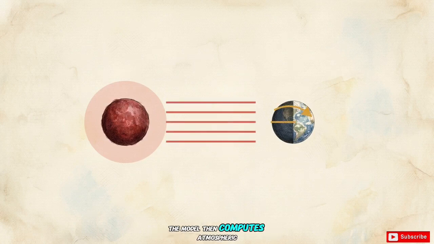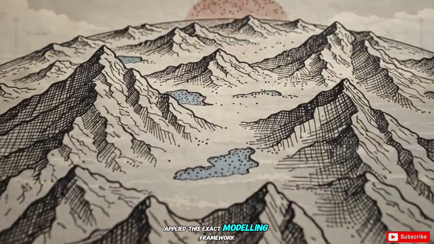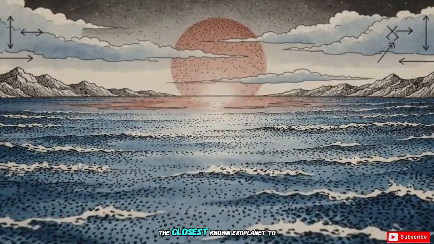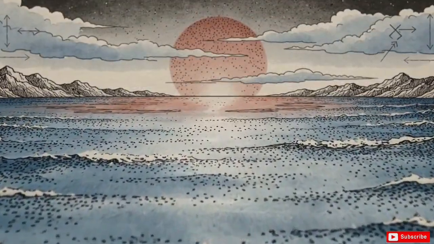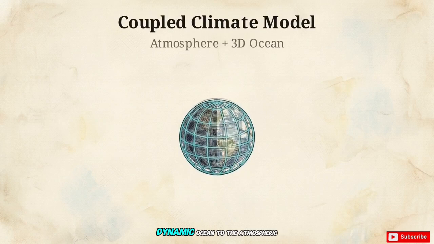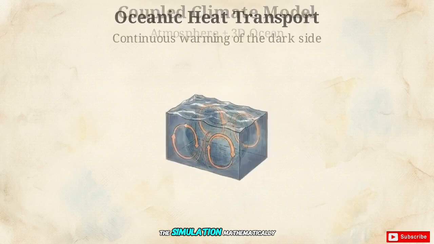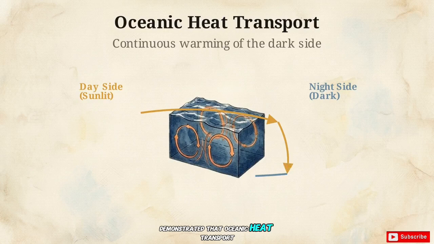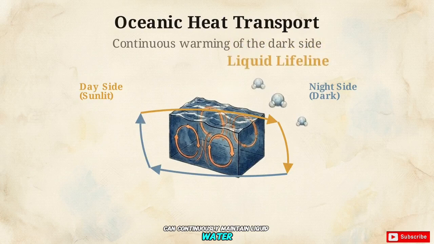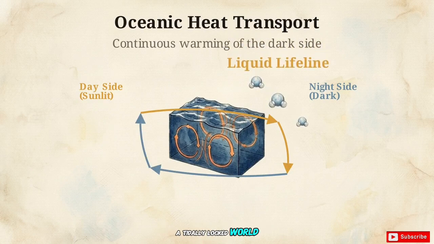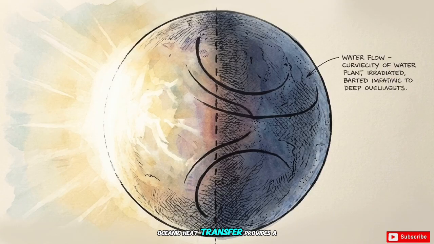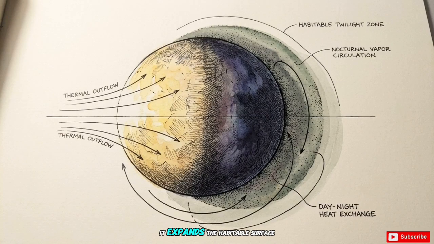The model then computes atmospheric behavior, tracing heat transport across the terminator line into the frozen night side. Researchers applied this exact modeling framework to Proxima Centauri b, the closest known exoplanet to our solar system. By coupling a fully three-dimensional dynamic ocean to the atmospheric model, the simulation mathematically demonstrated that oceanic heat transport can continuously maintain liquid water on the dark side of a tidally locked world. This continuous oceanic heat transfer provides a liquid lifeline. It expands the habitable surface area of these planets in ways that would be entirely invisible without geodynamic simulations.